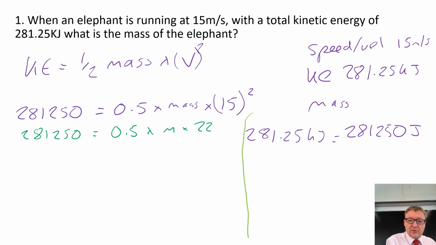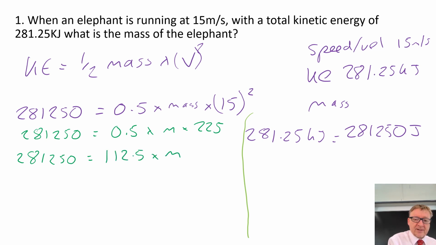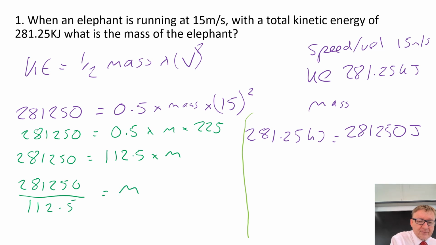which is 225. Then I'm going to do 281,250 equals half of 225 is 112.5 times by mass. And because I've got times on this side, I divide it on the other side. So I'm going to write 281,250 divided by 112.5 equals the mass. So therefore mass equals 2,500 kilograms. Wow, fantastic.